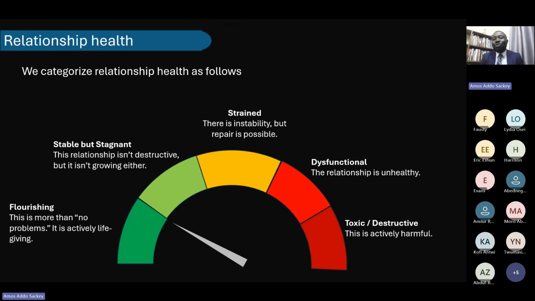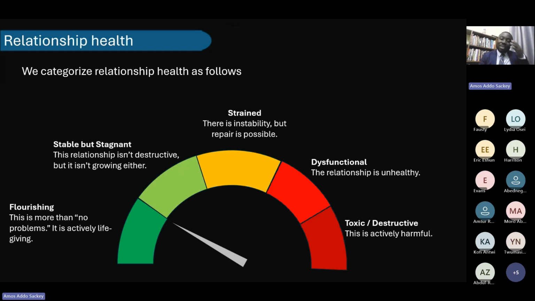And then the last one is toxic. It's a toxic or destructive relationship where this relationship is actively harmful. Like you see, there are some friends that are so mean, they are able to envy other friends, to the extent of even planning to eliminate them. And that is a very toxic relationship. There are some relationships where people are always fighting, always quarreling.